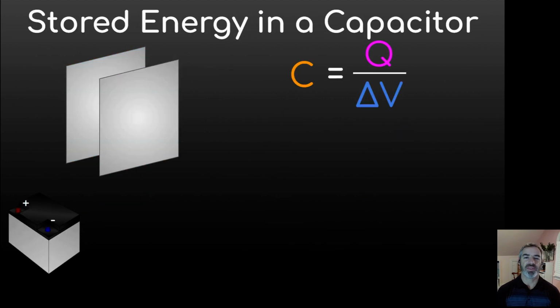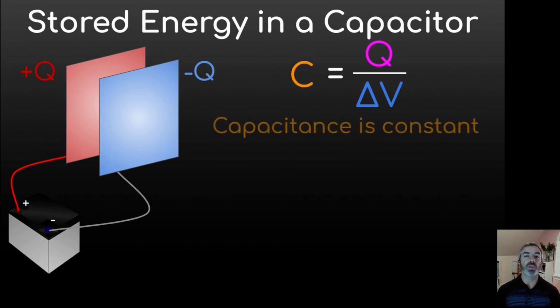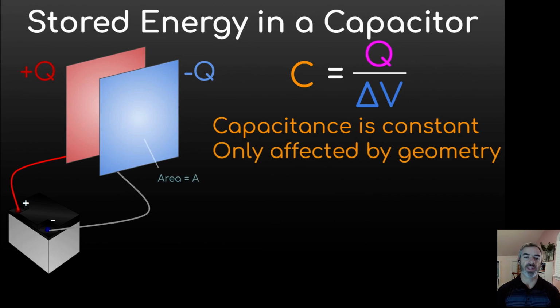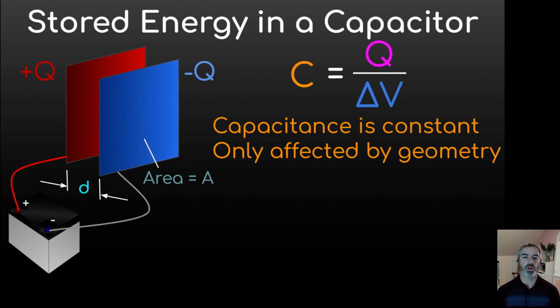So now we're going to talk about the energy that's stored in a capacitor. So again, when we hook up the battery and we move that positive charge, now the positive charge is in the back. And we know that capacitance is a constant and only affected by its geometry. So the area and distance are the only things that are going to impact the capacitance. But if we increase that potential, we can see that there's much more charge that is moved. The charge density increases when we've increased the potential.